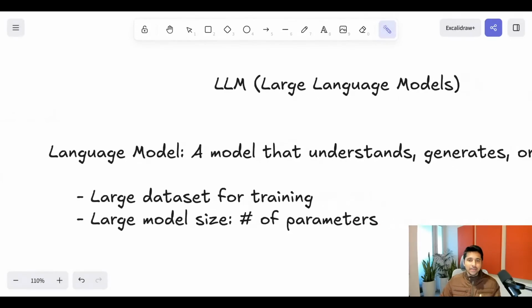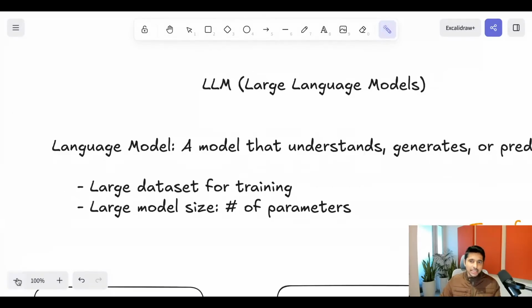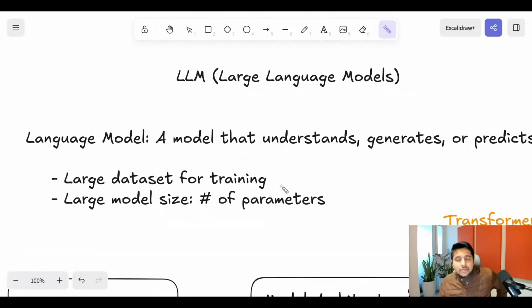LLM, large language model, right? So let's try to understand what exactly is a large language model. Before understanding that, we need to understand this part, language models. This is more important, and then we can understand why we call it a large language model, right? So here is the language model.